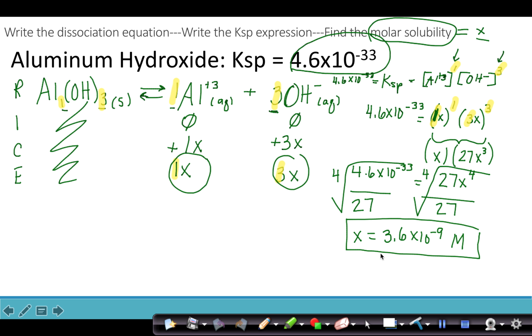That is the maximum molarity of aluminum hydroxide that we can get to dissolve at whatever temperature this Ksp works for. So 3.6 times 10 to the minus 9 moles of aluminum hydroxide will be able to dissolve in a 1 liter total solution. So again, the Ksp is equal to the equilibrium concentrations of aluminum and hydroxide raised to these powers multiplied by each other. And when we solve for x in a solution that has met the Ksp, that is the molar solubility. So this, oops, I didn't mean to do that.